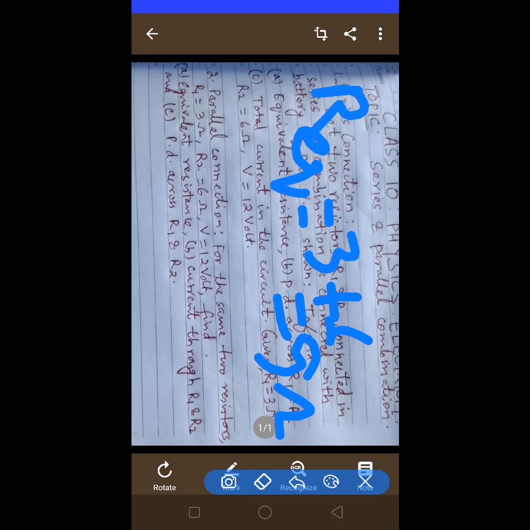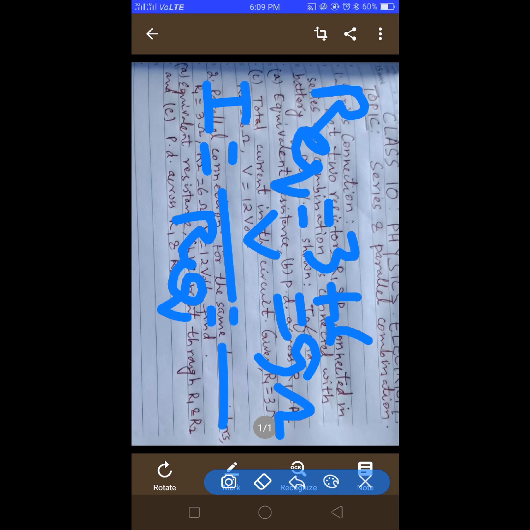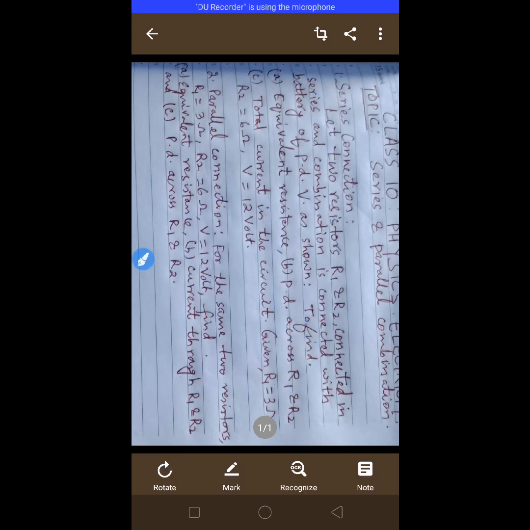For the C part, total current in the circuit, total current I by Ohm's law, I is equal to V upon R equivalent. You put R equivalent, V upon R equivalent, and V is given 12 volt, R equivalent you get 9, so 12 upon 9, 4 upon 3, so this will be 1.33 ampere. You can write 1.33 ampere or 4 upon 3 ampere you can write.